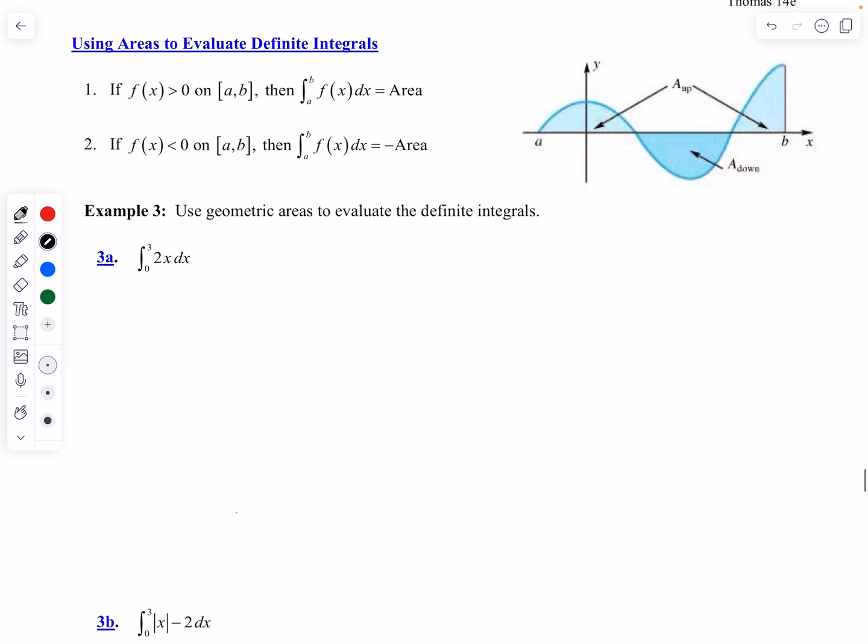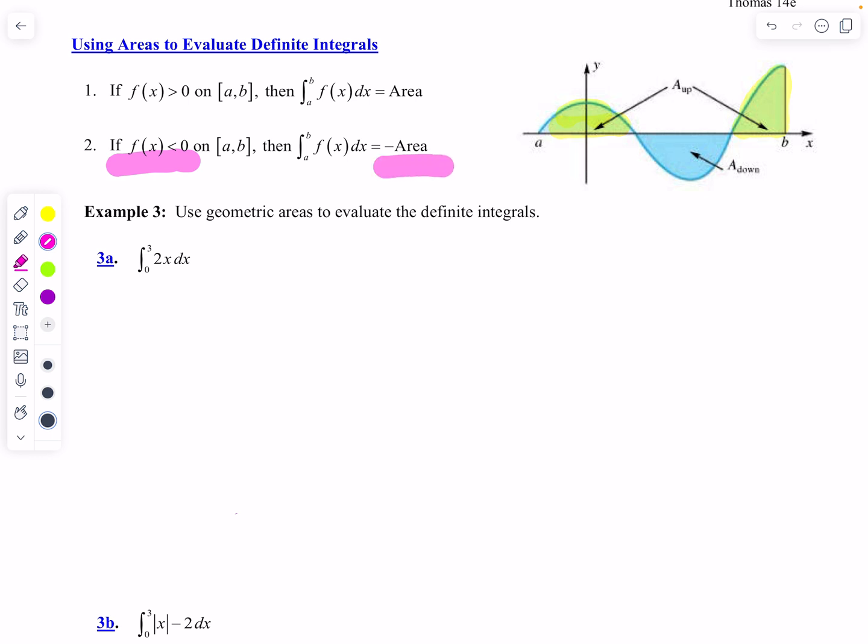Okay, so let's look at this next example, using areas to evaluate the definite integral. When the function is greater than 0 from a to b, then the integral from a to b of f of x dx equals the area. So what does that mean? That means that if I have the values above the x-axis, then that area is going to turn out to be naturally positive because it's above the x-axis, okay? When the function is less than 0 on the interval from a to b, then the integral from a to b of f of x dx equals negative area, okay?